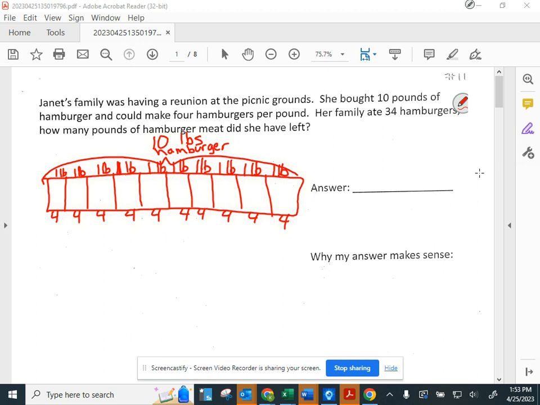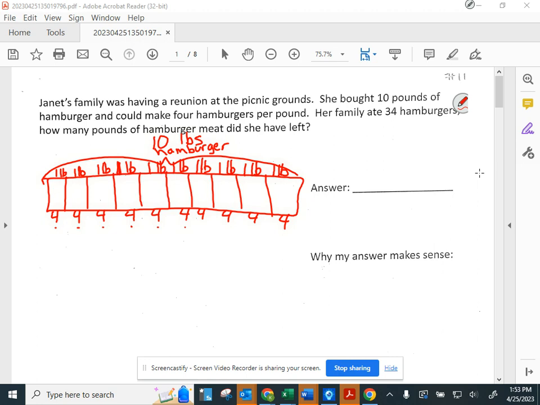So you're going to want to count up to how many of these pounds of 4 hamburgers each gets us up to 34. I'm going to give you a spoiler. 34, you cannot divide by 4. There is going to be left over. So you are going to have to break one of those pounds into half. Because 8 times 4 is 32. We want to get to 34.